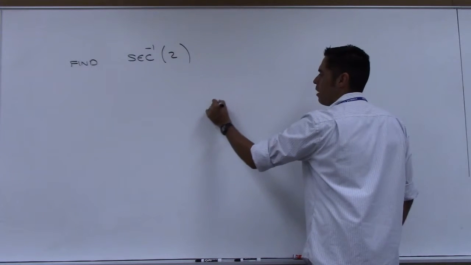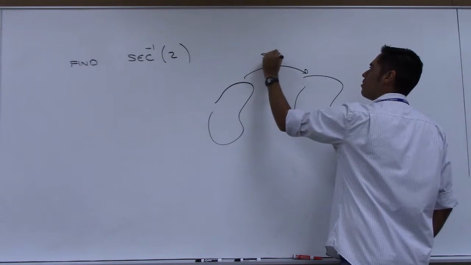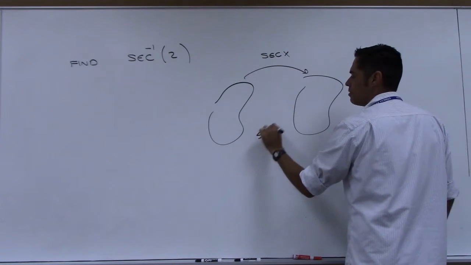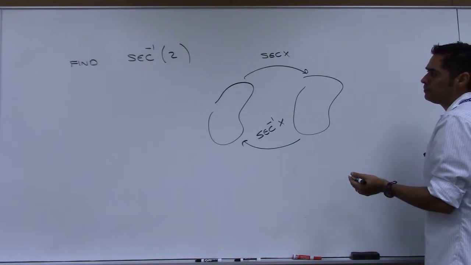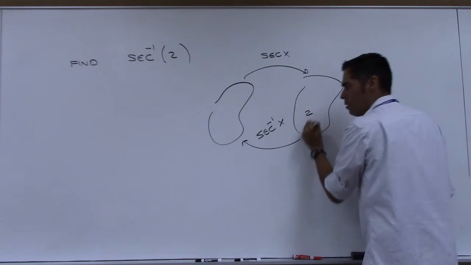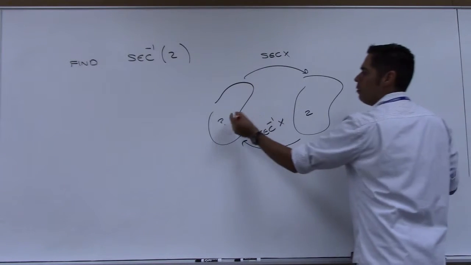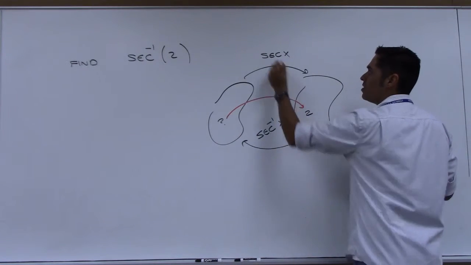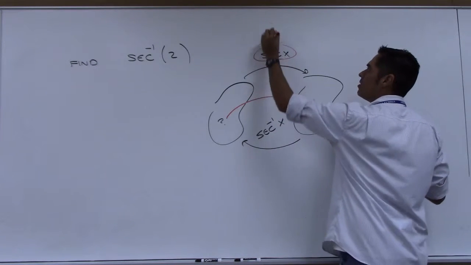So if you need to, this is why I drew these pictures earlier. If this is secant x, then arc secant goes back. Agreed? What you're trying to figure out is, when you plug 2 into this, where 2 goes. So your answer is going to be an angle, isn't it? So another way to look at this would be to ask yourself, what angle do I plug into secant that spits out 2. Maybe it'll be helpful if you remember that secant is 1 over cosine.